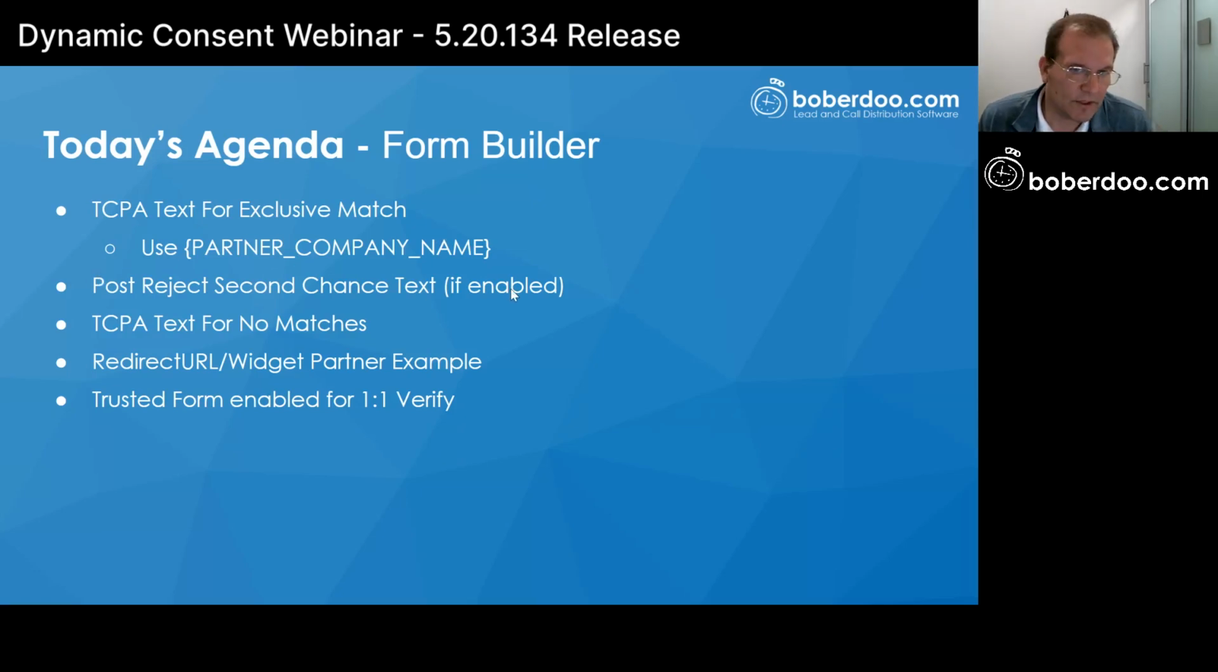The second thing we'll take a look at, very briefly there, is if you do have the second chance enabled, you will want to populate some text to help guide the consumer. If they do encounter a post reject, it would only appear if they did encounter that situation.